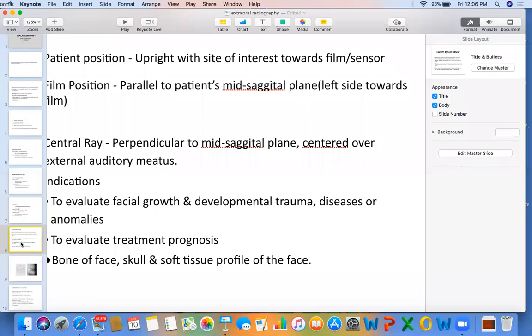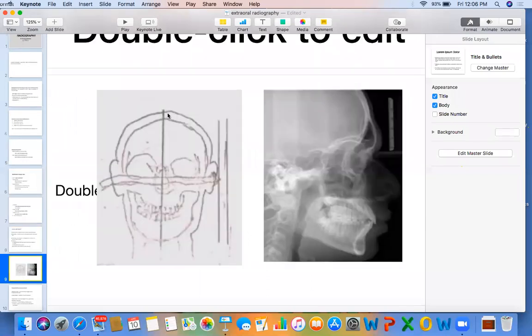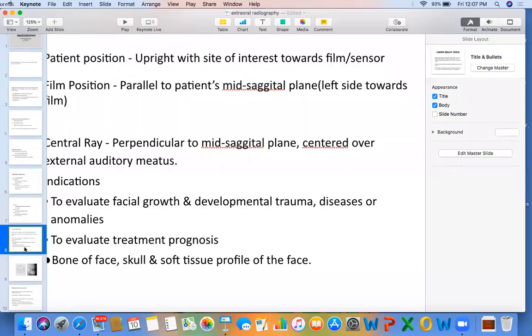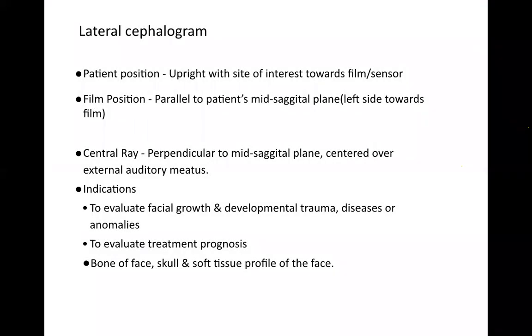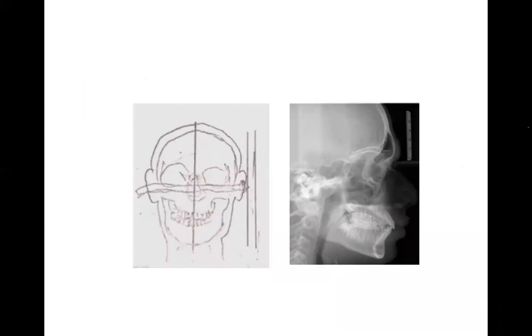Now we'll see which is a mid-sagittal plane. This is our mid-sagittal plane, and our incident ray is perpendicular to mid-sagittal plane, reaching towards the cassette. I hope it is clear. So what are the indications? It is used to evaluate facial growth, developmental traumas, development of jaws, diseases or anomalies, and to evaluate treatment prognosis. Bone of face, skull and soft tissue profile of the face can also be imaged and visualized.